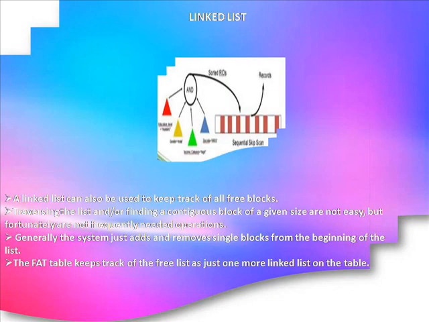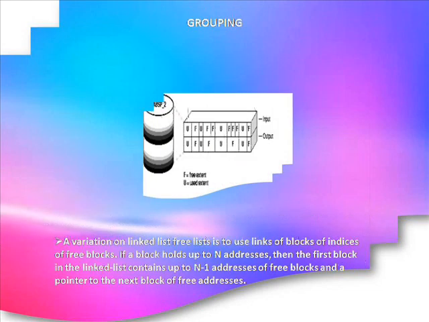Linked list. A linked list can also be used to keep track of all free blocks. Traversing the list and finding a continuous block of a given size are not easy, but fortunately or not, it is not a frequently needed operation. Generally, the system just adds and removes single blocks from the beginning of the list. The FAT table keeps track of the free list as just one more linked list on the table.